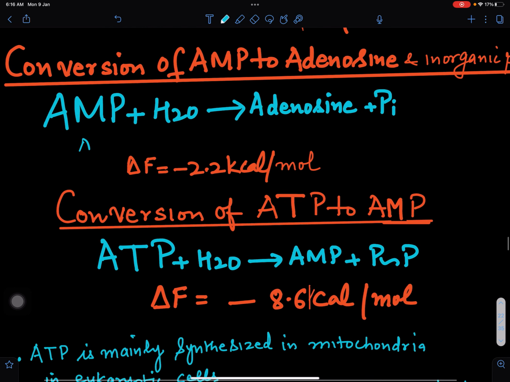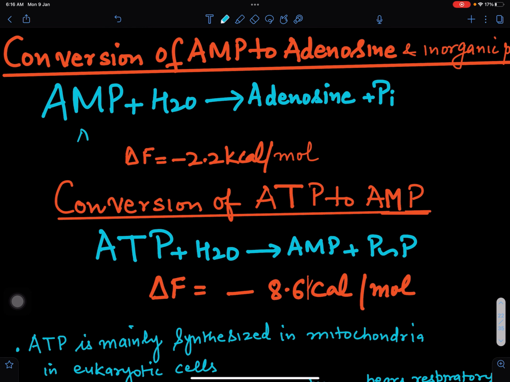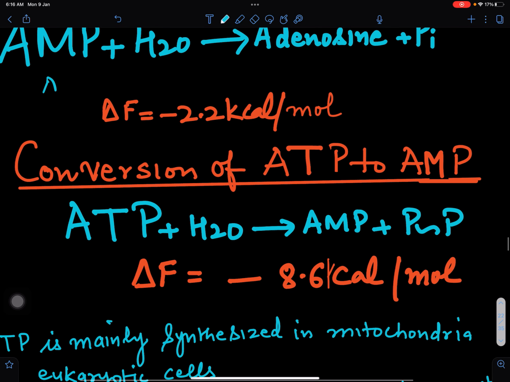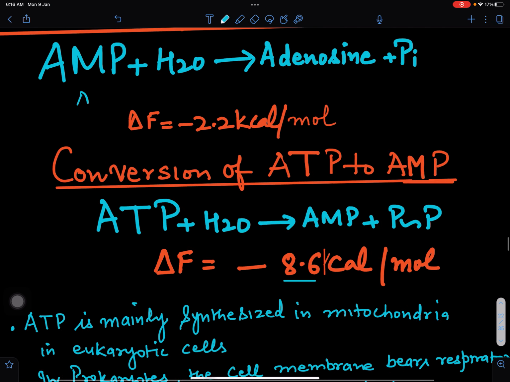So ultimately ATP can be converted to ADP, this can be converted to AMP, AMP can be converted to adenosine, and in the total reaction, if we see the total, this will be release of minus 8.6 kilocalories per mole, and we'll get hydrolysis of ATP, and a large amount of energy will be released.